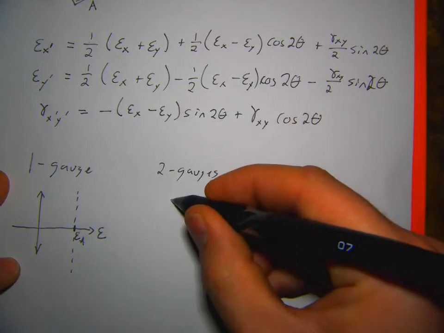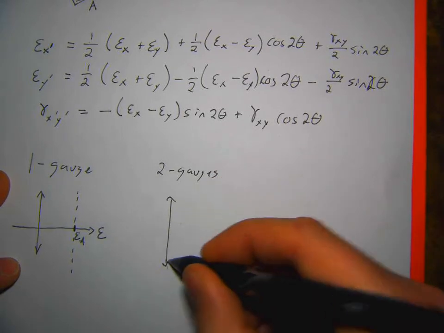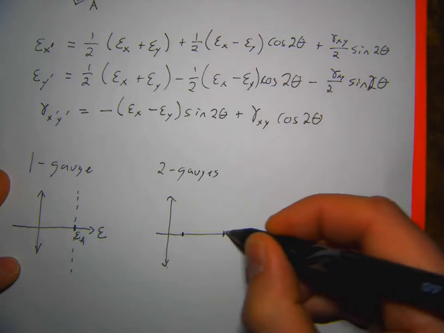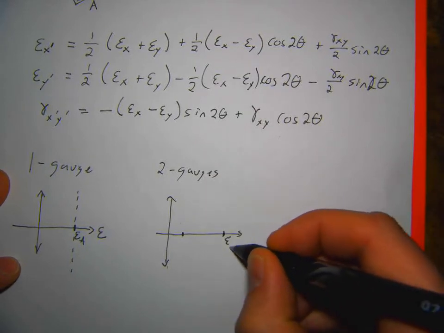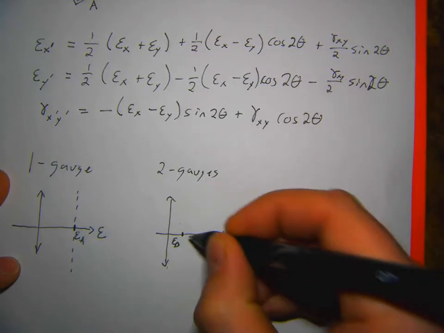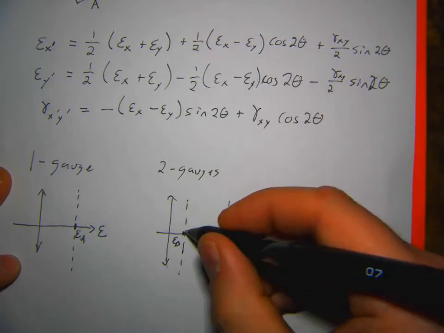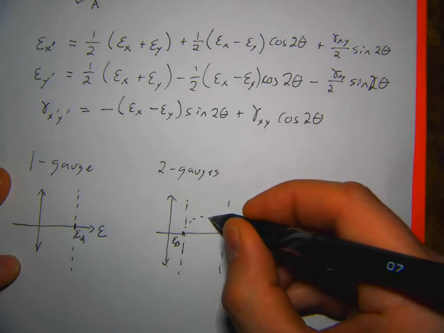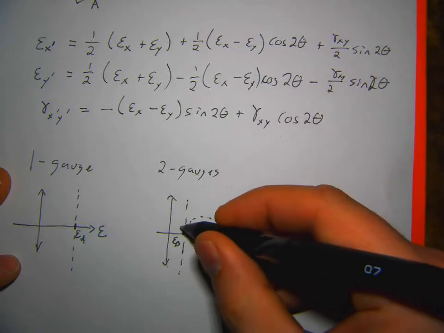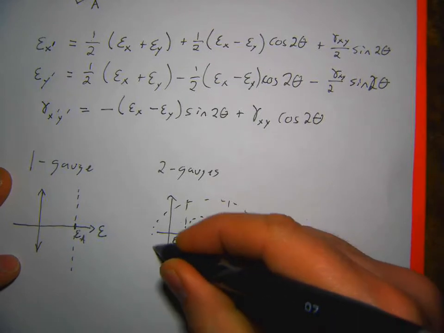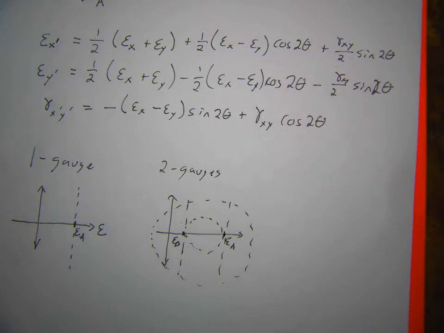If I have two gauges now, I'm getting two measurements. So I'm getting two axial measurements, epsilon A and epsilon B, and my strains have to lie along those lines, but that means I could have a circle that lies between those lines, I could have a circle that just crosses those two lines, and it could be kind of anything in there.